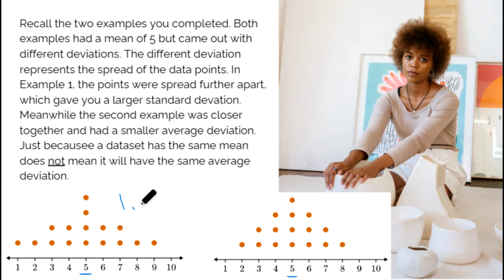This one was 1.625, I think, and this was just 1.25. And you can see, looking at them, that this one is more spread out and this one is pushed closer together. Just because a data set has the same mean, which both of these do, does not mean it's going to have the same average deviation. Okay?